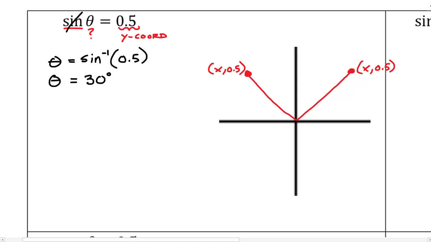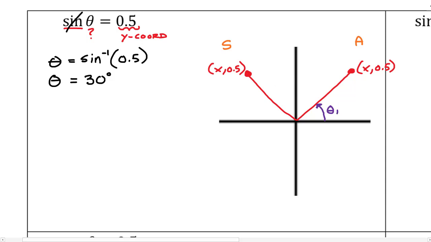Now you can just think about the y coordinate like I did, or you can use the cast rule. They're all positive here, and sine is positive here, right? Now notice the calculator spit out 30 degrees. So that would be this angle right here, right? How do I know that? Because 30 degrees is in the first quadrant, right?